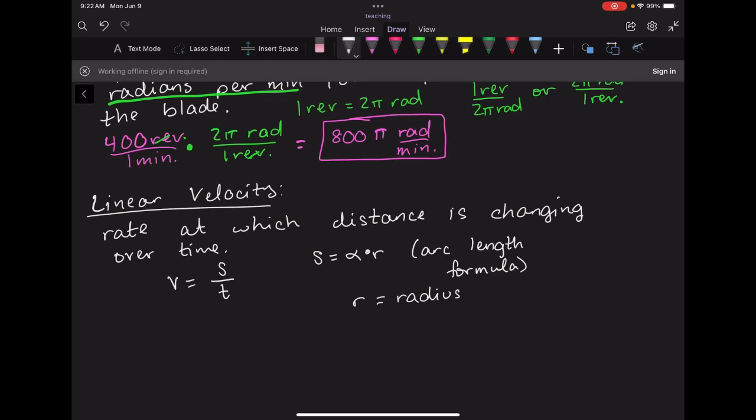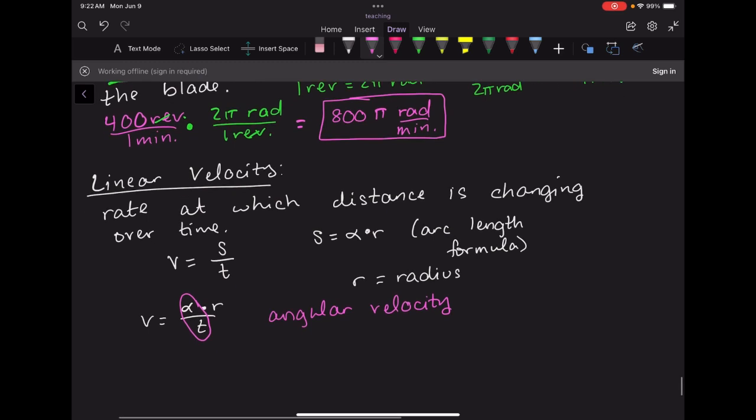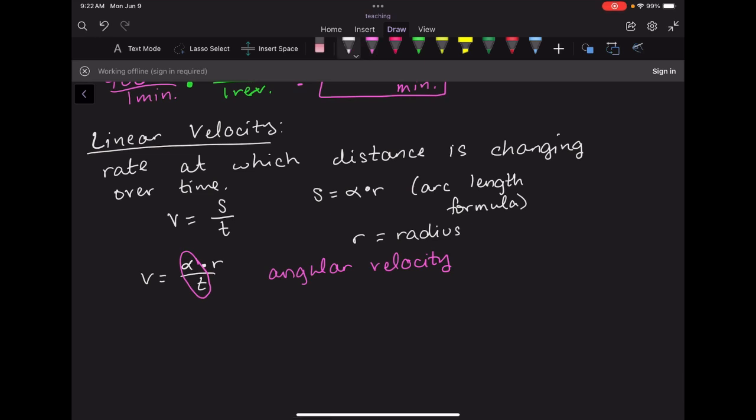So if we look at this velocity equation, if I plug in alpha times R over T, so not writing it as S, writing it as alpha times R, this part of it was angular velocity. So the only difference between angular and linear is that for linear, you're going to have to multiply by the radius. Everything else is actually going to be the same. It is mostly just conversions, but with linear, you have to remember to multiply by the radius.